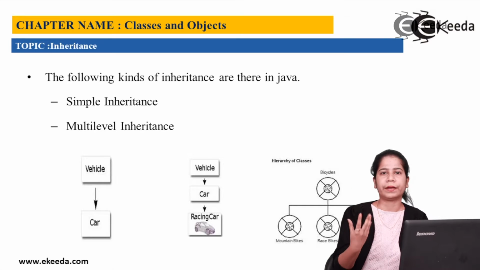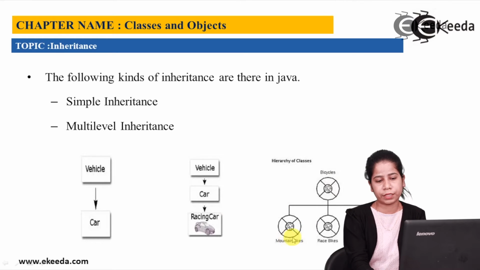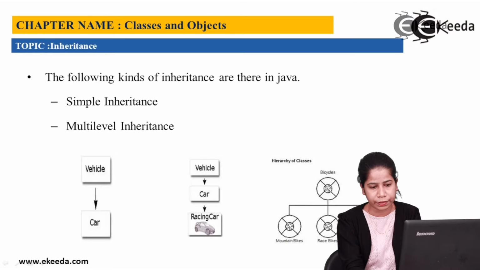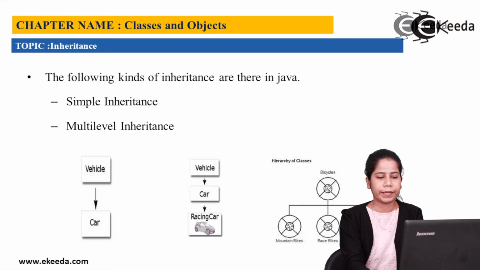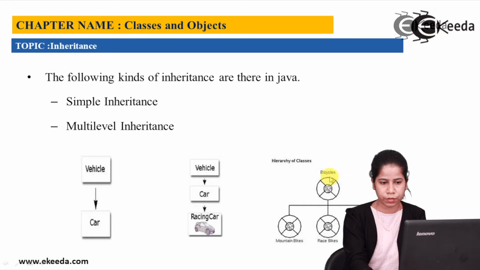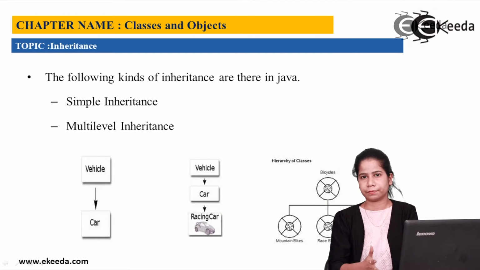features of the parent. Okay, so here I'm having bicycle, and the features of bicycle have been taken by mountain bikes, then racing bike, then tandem bikes, and so on. Okay, so in hierarchical inheritance, if you see, this is single, this is single, this is single, everywhere single inheritance is there.